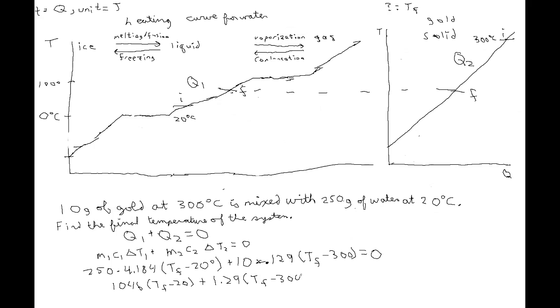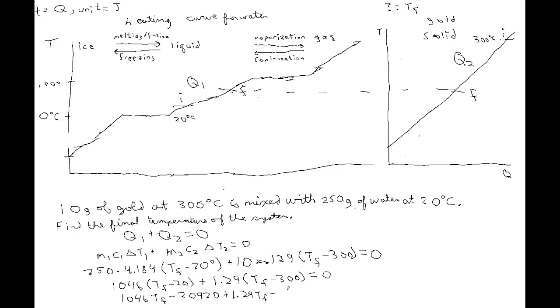Now we can distribute, so 0 is equal to 1046 TF minus 20,920 plus 1.29 TF minus 301.29. What was that last number? 301 point, 301. What was the calculation you just did?